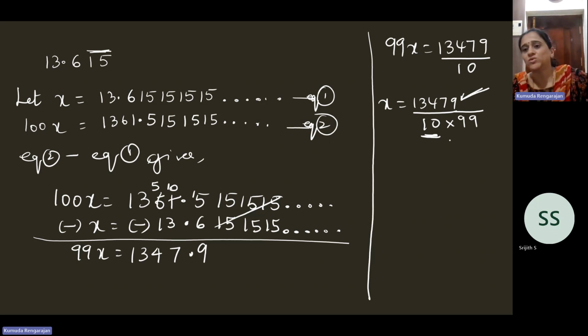What are the tables you want to use? 10 you can divide only by 2 or 5. Or you would say 10 itself. Okay, 10 itself. Is the numerator divisible by 10? No. So simplification of the numerator with 10 is not possible.